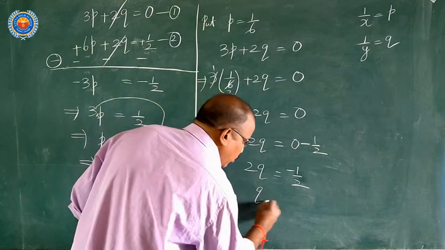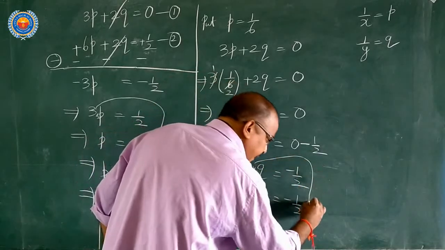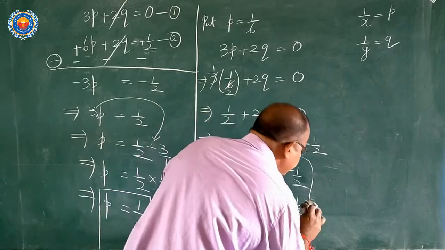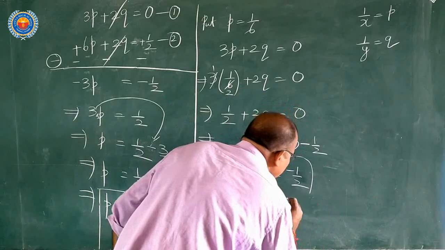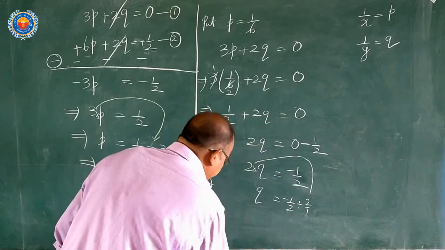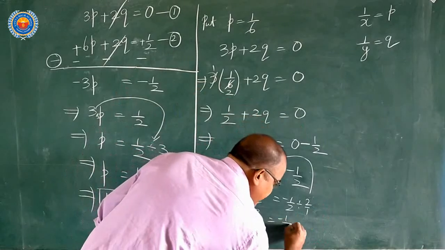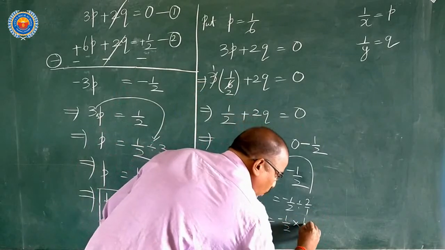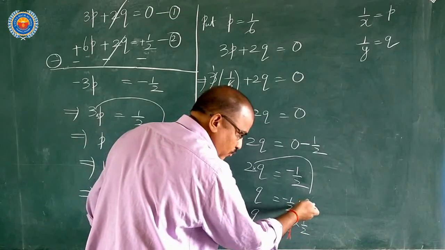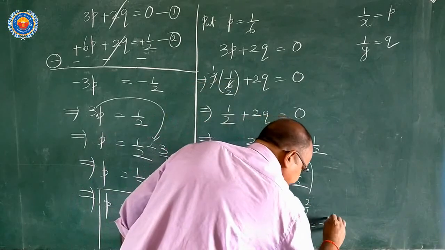That implies q is equal to minus 1 by 2 divided by 2. The 2 multiplying q will be transposed and divided by 2. 2 is nothing but 2 by 1. That implies q is equal to minus 1 by 2 into 1 by 2, because in division we take the reciprocal, 2 by 1 becomes 1 by 2. So that is nothing but minus 1 by 4.